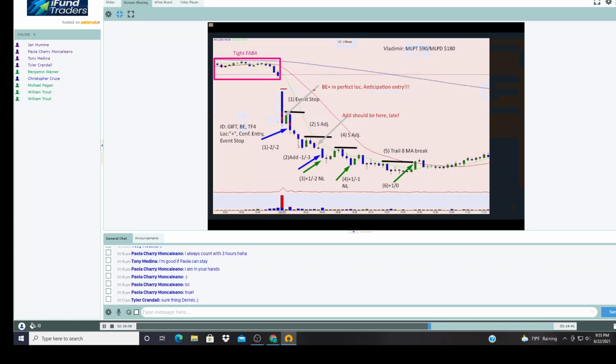Okay, so 2 lots short here. We're going down here, and then you decide to add to the trade here. You say the add should be here. I'm late. That's right. That's right. Good observation. Good observation. Next time better.